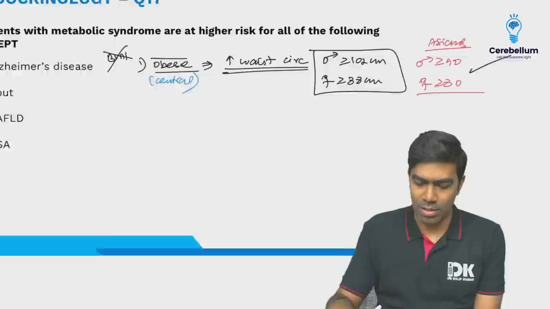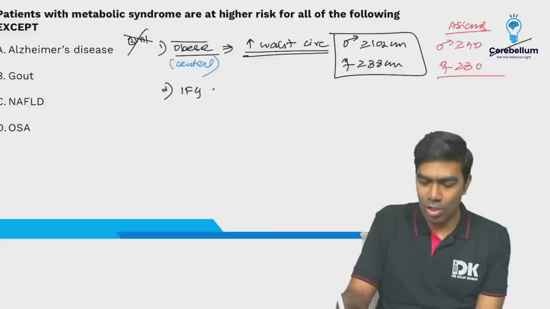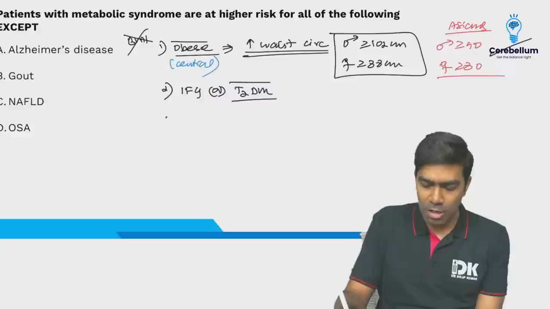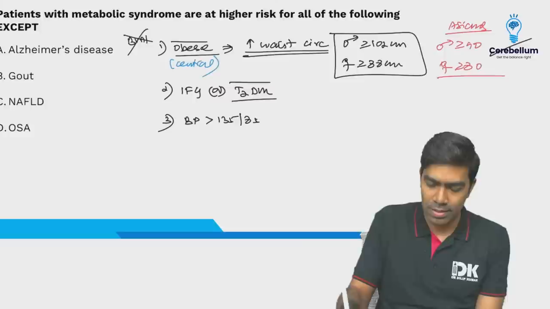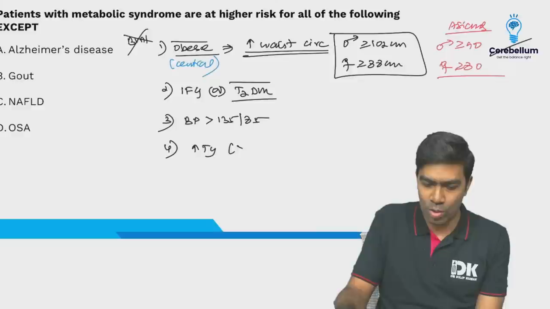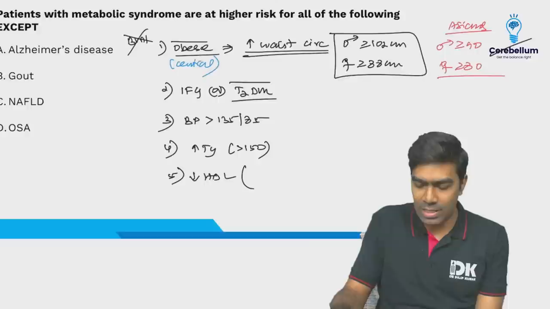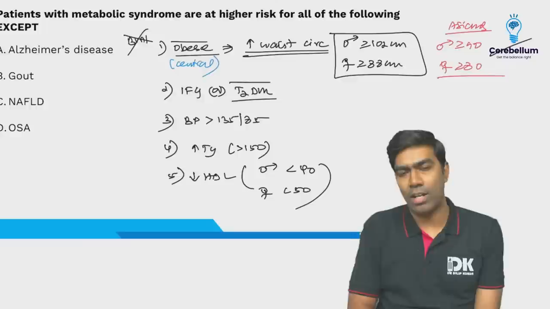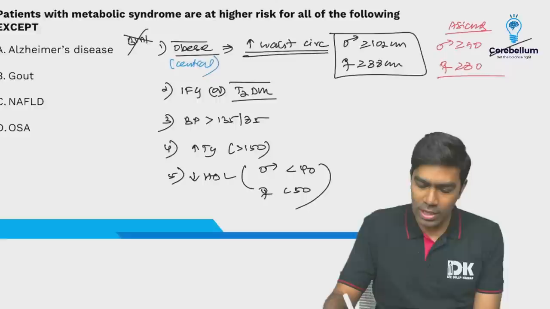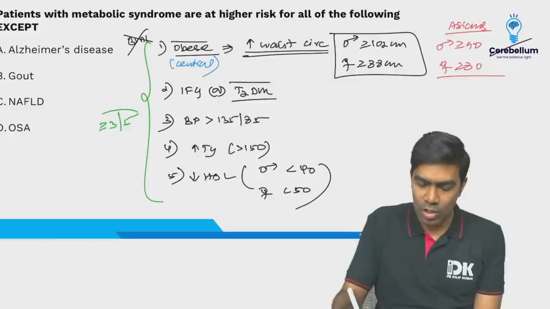Number two, presence of impaired fasting glucose or frank type 2 diabetes, not type 1 diabetes. Third is BP more than 135 upon 85, that is hypertension. Number four, high triglycerides, defined as a value of more than 150. And number five is low HDL: for males it should be less than 40, for females less than 50. Out of these five features, if you have at least 3 out of 5, you can make a diagnosis of metabolic syndrome.